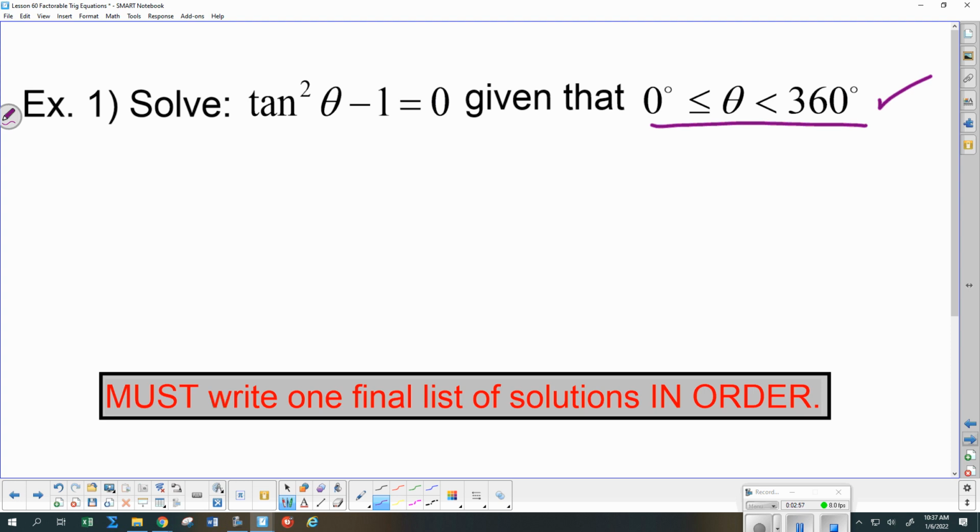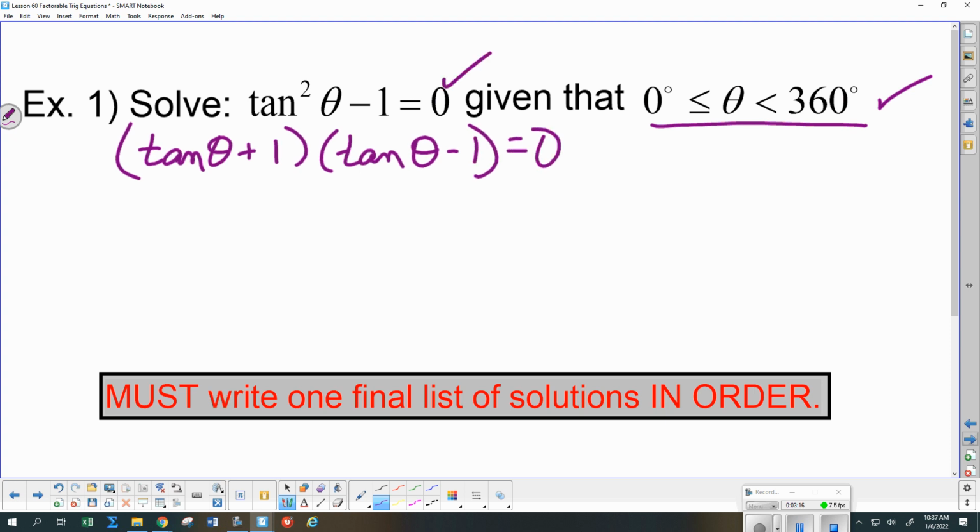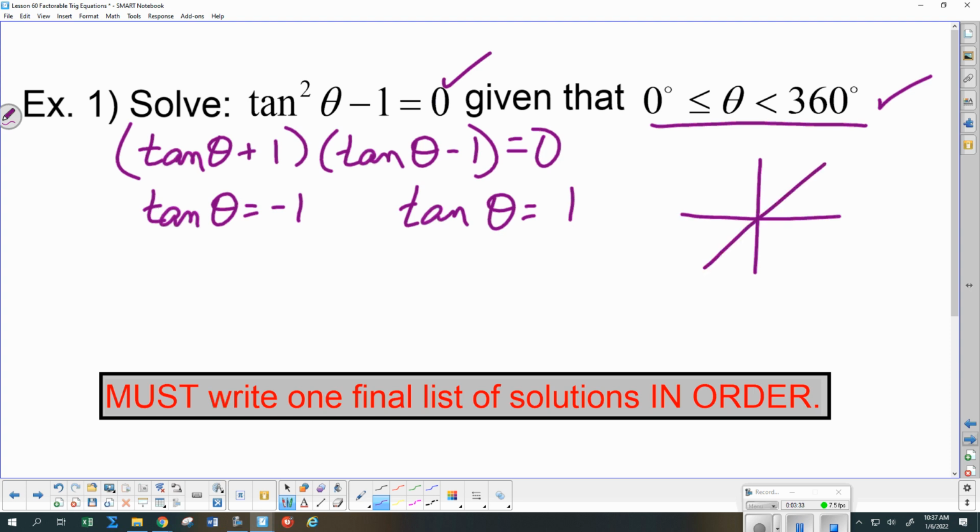Kevin? Difference of squares. Tangent squared, that's a square. Minus, so it's a difference. 1 is a square. So we can factor that with a plus and with a minus. Equals 0, so we were in good shape to do our factoring. That tells us that the tangent of theta can be negative 1, or the tangent of theta can be positive 1. We know that the tangent is positive 1 when we're in the first or the third quadrants.